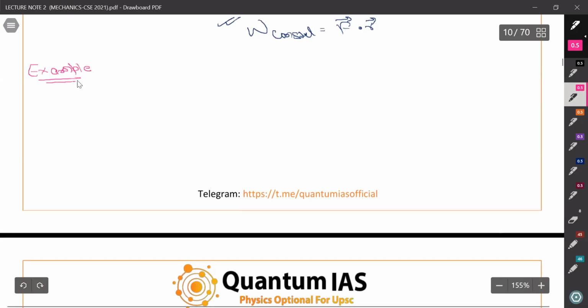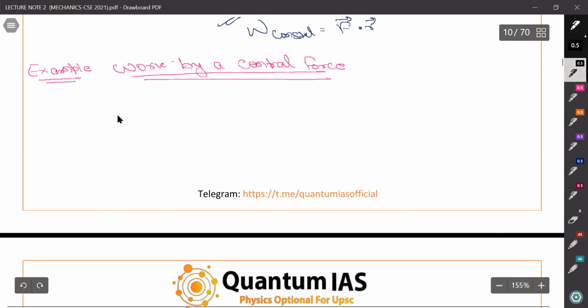Next, central force is very important for us. So in every chapter, we will come across the work done by a central force. We already know, central force is what? F, dependent upon the position. Okay. So write out the question.